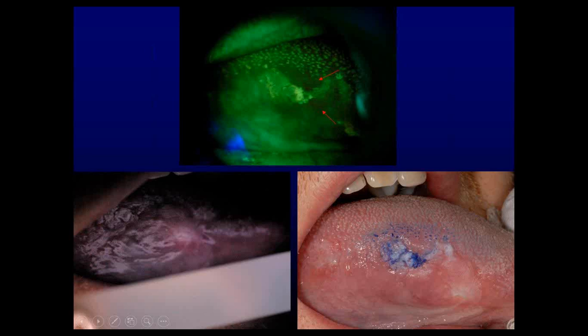So, giving you an example that although a lesion is visible, these diagnostic or adjunctive tools do help in selecting a biopsy site which might be useful for the diagnosis and the treatment of the patient.